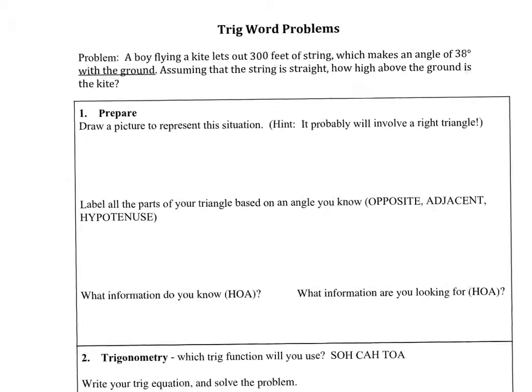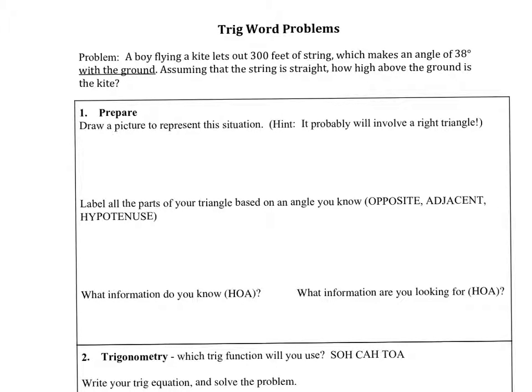Next up, we got some word problems. Here we're going to have an issue where we have to draw a picture to go with this, and then from there we can make sense of the problem. All right, first off, we got a boy with 300 feet of string, angle of 38 degrees with the ground. So I'm going to have my dude with a kite. I'm going to make the string on the ground, and here's my kite. We know this is 300 feet of string, and here we've got 38 degrees with the ground.